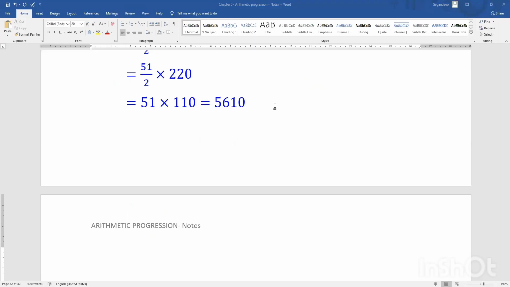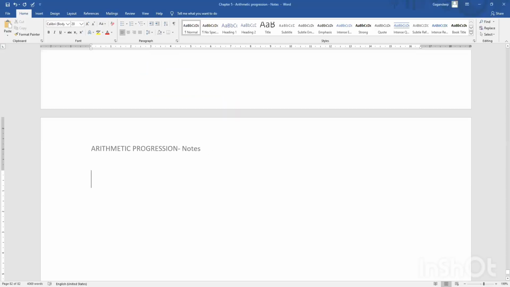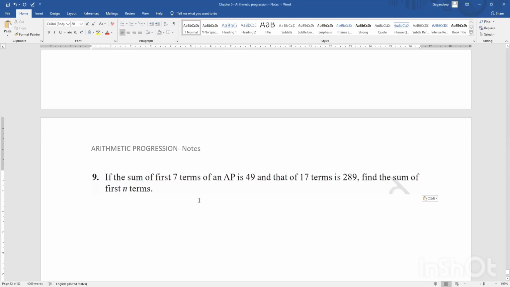And then we are going for the next problem. Now I have the ninth problem. If the sum of first 7 terms of an AP is 49 and that of 17 terms is 289, find the sum of first n terms.